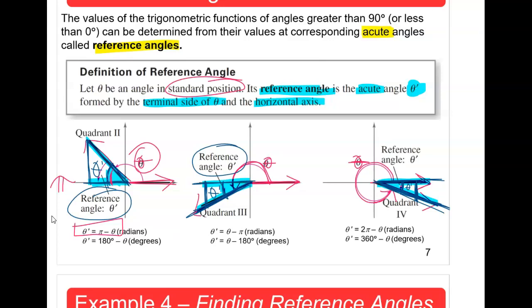If your angle happens to have its terminal side in quadrant 3, theta, then to find theta prime, what you will do is take your angle, theta, and subtract pi, so that you know how many degrees or radians your angle theta went past pi. That's why we do theta minus pi. And of course, if I say pi, recall that's the same as 180 degrees.